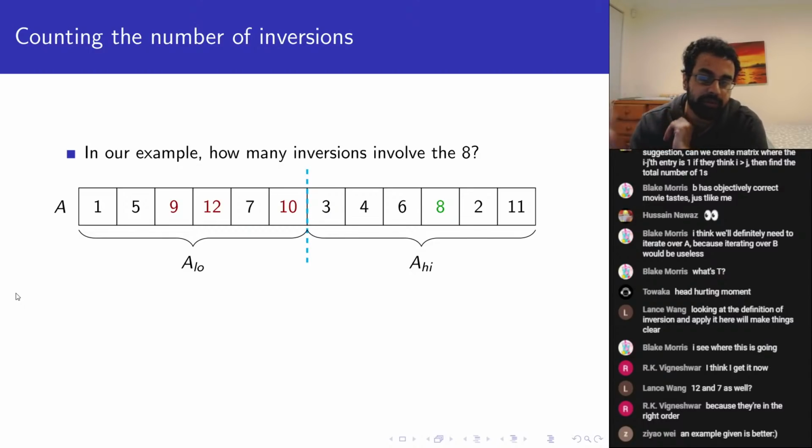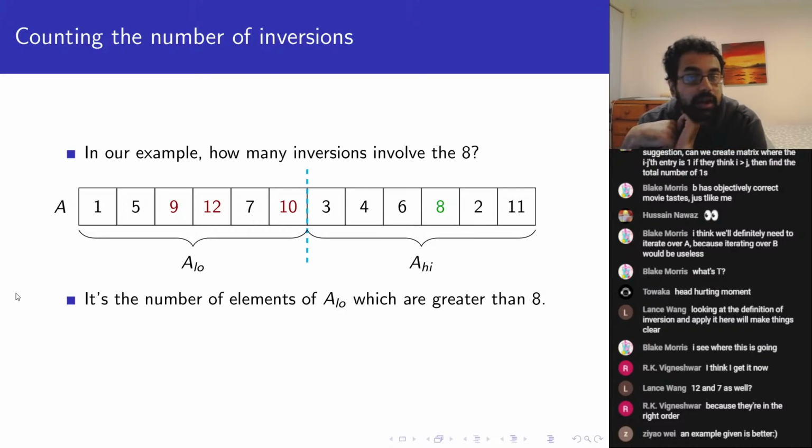I'm just worried about inversions between this 8 and things that are from the left half of the array. Values from A low which are less than 8 do not form an inversion with 8. Values from A low which are greater than 8 do form an inversion with 8. So the number of inversions crossing the partition and involving this 8 is simply how many things in A low are greater than 8. Do we agree? In this case, it's 3.